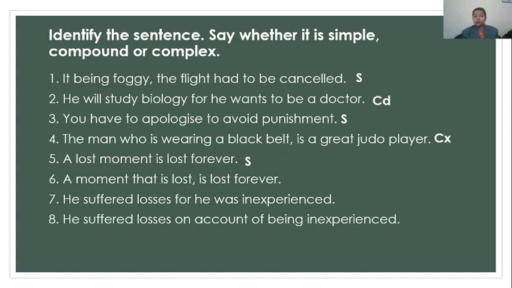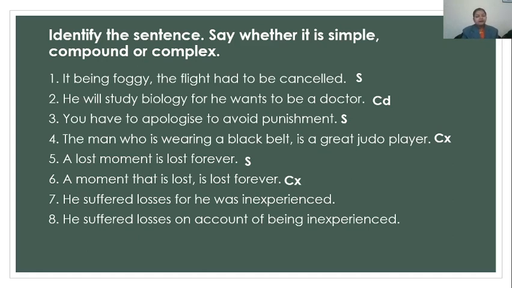Here two clauses are present. Find out their type. "A moment that is lost": this is a dependent clause because "that is" has a sense that yes, something is missing. "Is lost forever" is a main clause. So one dependent, one independent. So it is a complex sentence.